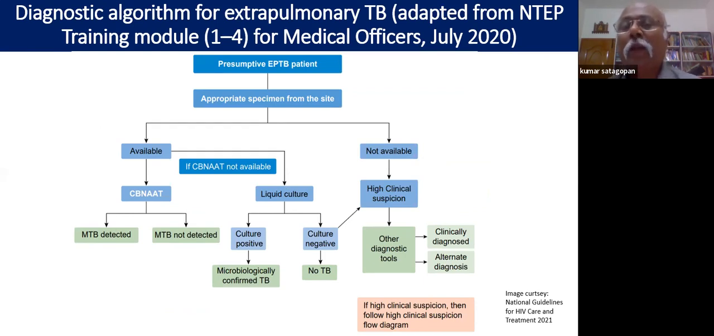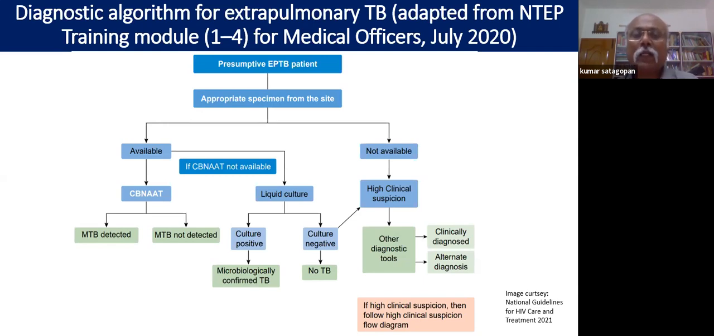Coming to extrapulmonary, because this is more common in an HIV setting, CB-NAT is available, so we can subject specimens like a crushed lymph node or an FNAC of the lymph node. If there is pus, you can send it for CB-NAT. Pleural fluid, even though the yield is less, you can send for CB-NAT. Ascitic fluid, CSF, all these things we can test to find out the MTB.